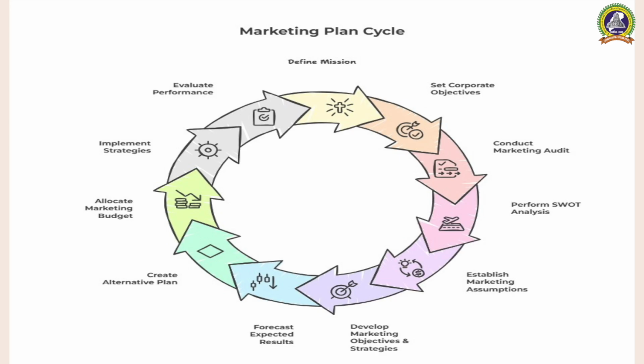As you can see from the diagram, the steps involved in a typical marketing plan are: mission, corporate objectives, marketing audit, SWOT analysis, marketing assumptions, marketing objectives and strategies, forecasting the expected results, creating alternative plans, then marketing budget, and finally implementation and evaluation. We will now look at these steps in more detail.